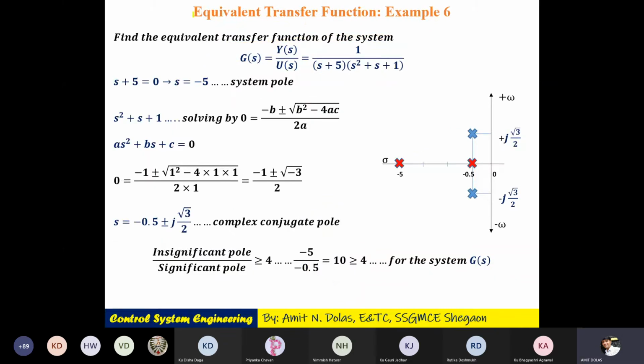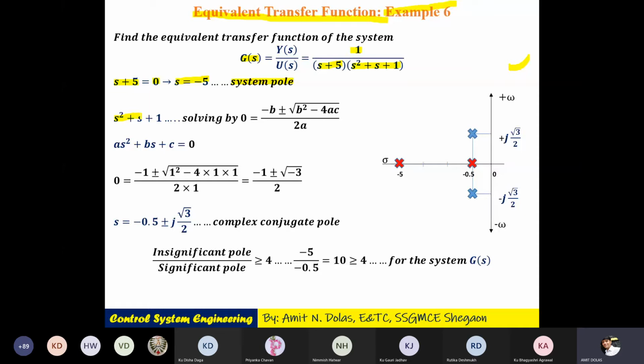example number 6 on equivalent transfer function. We'll also plot the same on the S plane. So I have a transfer function G of S, which is 1 upon S plus 5 into S square plus S plus 1. So putting the denominator S plus 5 equal to 0, one of the poles will be S is equal to minus 5. It is a system pole, also called a simple pole.